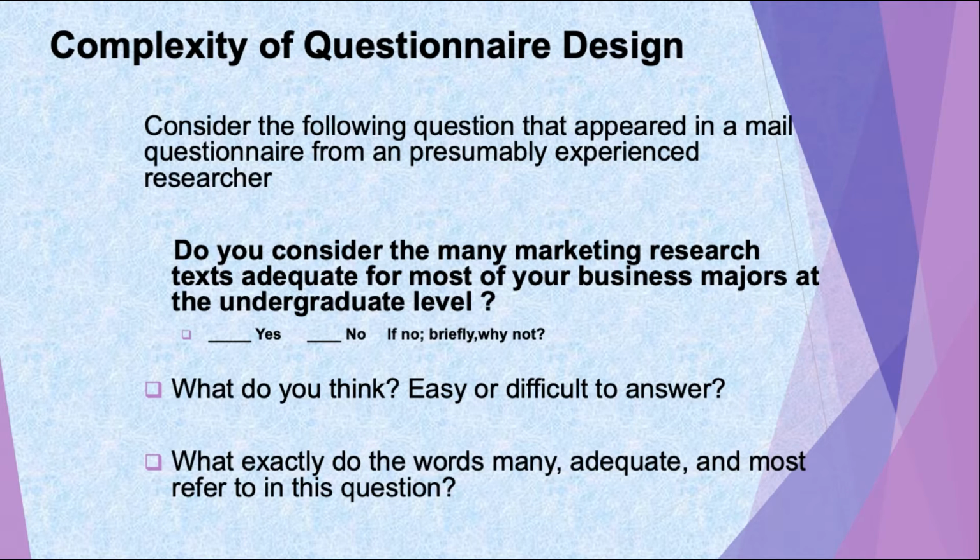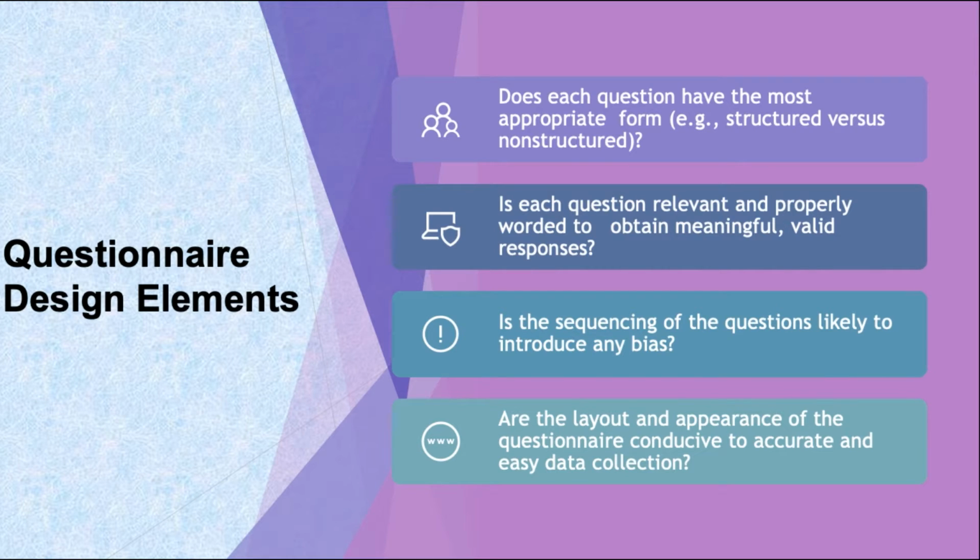What do you think? I think that you have so many doubts, so many unclear terms that need to be justified or elaborated. What exactly does the researcher mean by adequate, most, and refer in the question? So in that way, a respondent may answer yes or no, but actually he does not mean it, or may not answer at all because he does not understand the question in the first place.